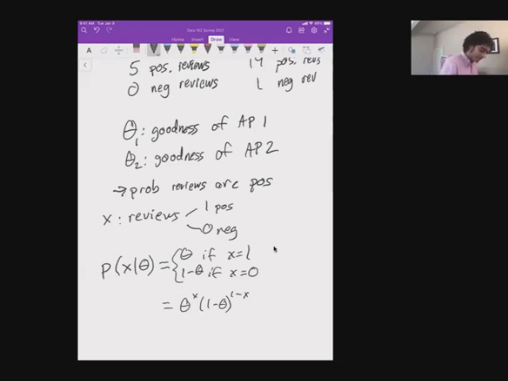Okay, so this P of X given theta is called our likelihood. It relates the probability of getting the data that you got to the hidden state of the world that you're interested in.